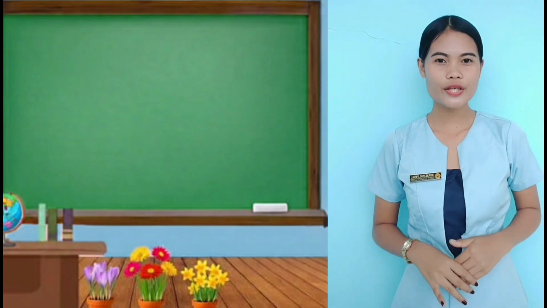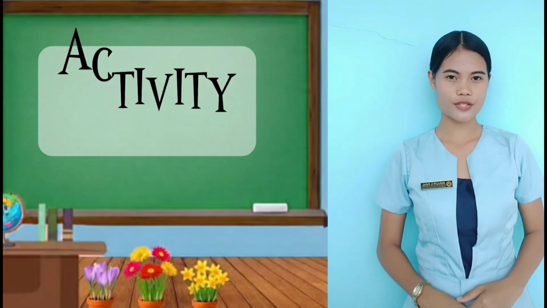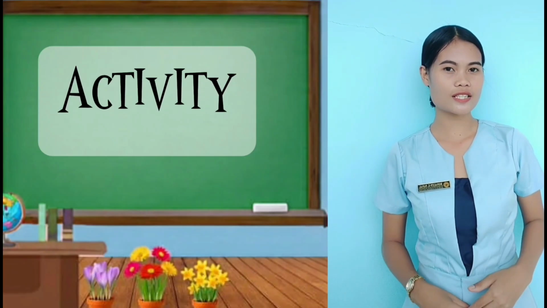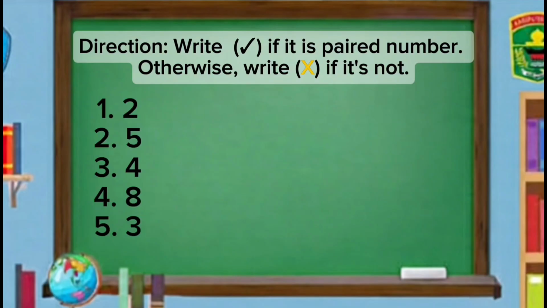Alright, very good. Now, I prepared an activity for you to answer to test your prior knowledge for today's discussion. Write check if it is paired number. Otherwise, write X if it's not. First, we have 2. Is 2 a paired number? Yes, very good.